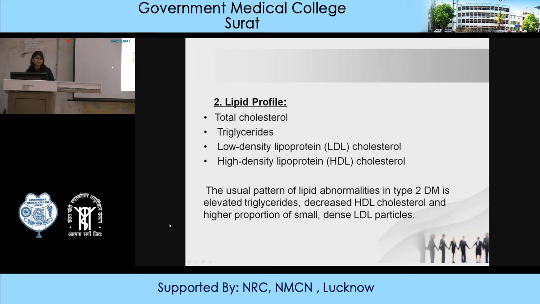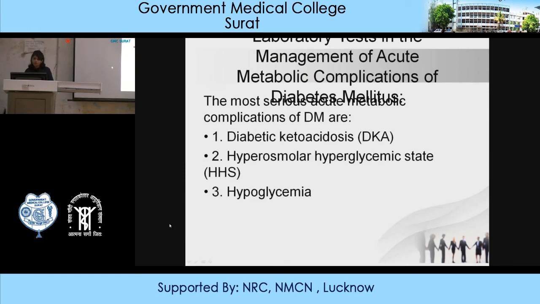Here we all know that HDL is a good cholesterol and LDL and others are bad cholesterol. So the results should be maintained accordingly. The usual pattern of lipid abnormalities in type 2 diabetes is elevated triglyceride, decreased HDL, which is of course a good cholesterol, and a higher proportion of small dense LDL particles. So here we complete our tests regarding long-term risk.